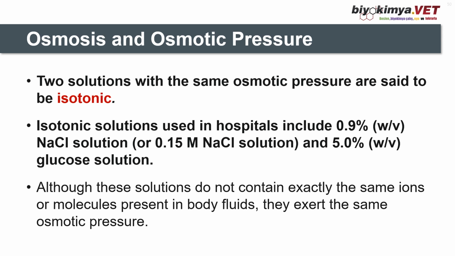This is also a common question, such as which of the following solutions has isotonicity compared with the blood plasma? And the answer will be isotonic 0.9% sodium chloride solution. It is also called saline, or physiological salt solution.